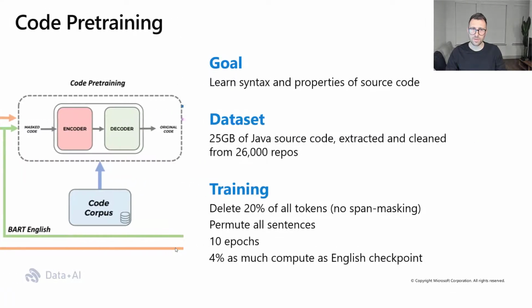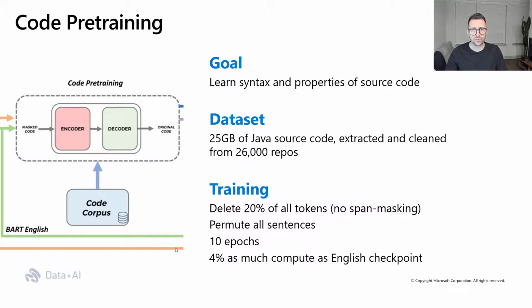Next, code pre-training. The goal here is to learn the syntax and properties of the source code. For this task, we use a dataset of 25 GB of Java source code, extracted and cleaned from 26,000 repositories. These repositories belong to the CodeSearchNet dataset. The pre-training is performed for 10 epochs.